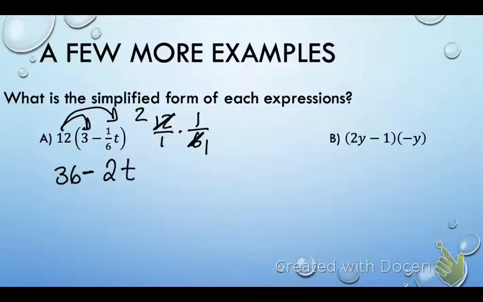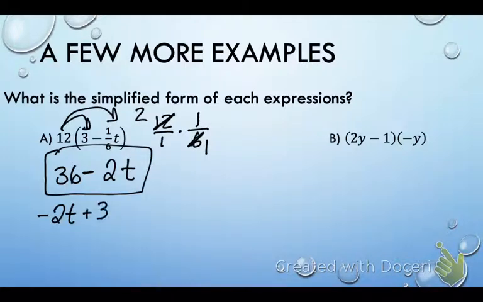And one thing I'm really picky with is you can't write it like this. This is not necessarily right now. You need to put the variable first and generally in alphabetical order. So this is actually a negative 2t plus 36. And all I did was rearrange. Okay, so this is accurate.